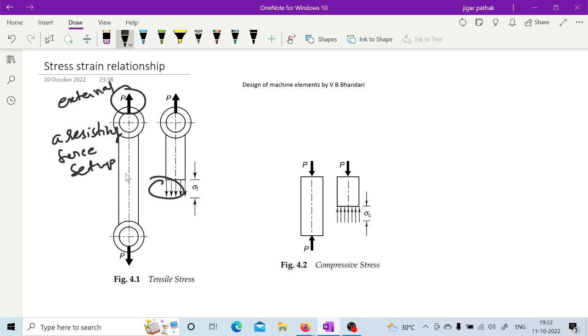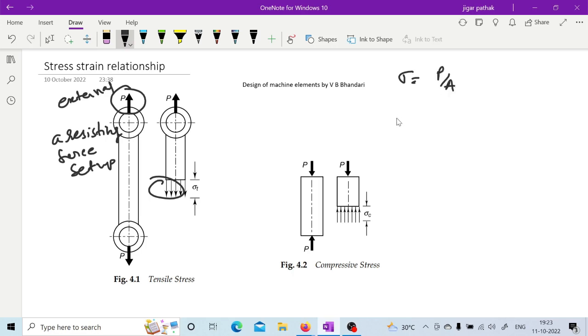So what is stress actually? Whenever a mechanical component is subjected to any external force, a resisting force is going to set up inside the material. So the stress is this internal resisting force divided by the unit area. That is known as the stress, right? It may be tensile or compressive. Similarly, you can define the stress by load upon area.